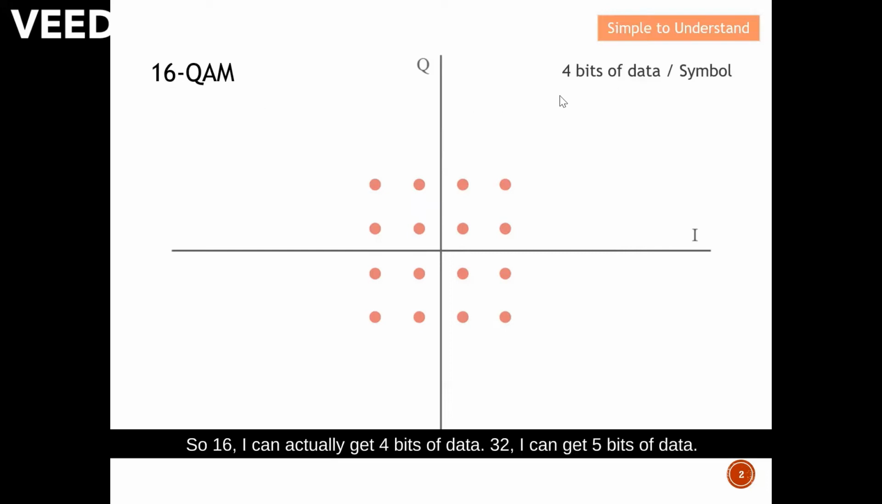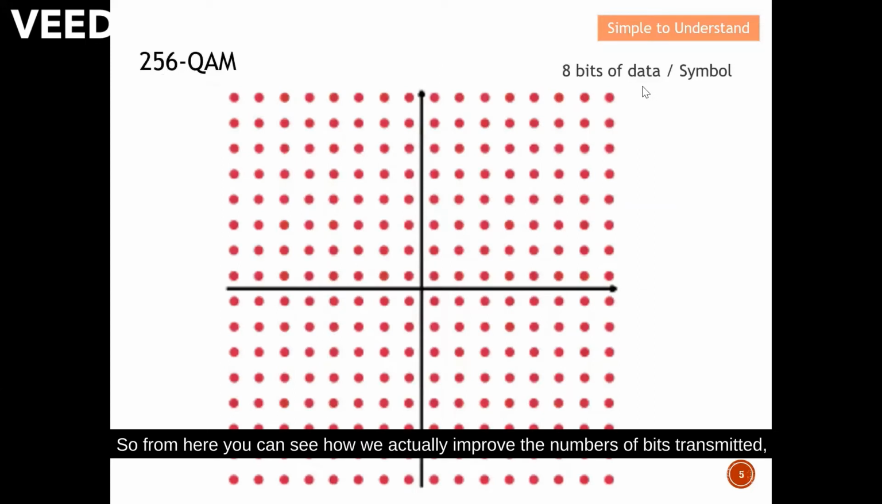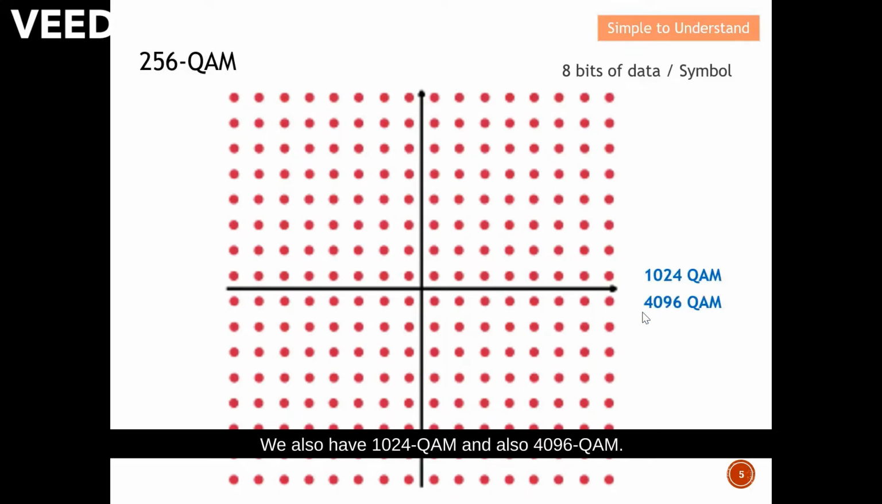With 16, I can get 4 bits of data. With 32, I can get 5 bits of data. And if we continue to increase the number of QAM levels, the number of bits of data also improves. So from here, you can see how we improve the number of bits transmitted by increasing the number of levels in QAM. We also have 1024 QAM and 4096 QAM.